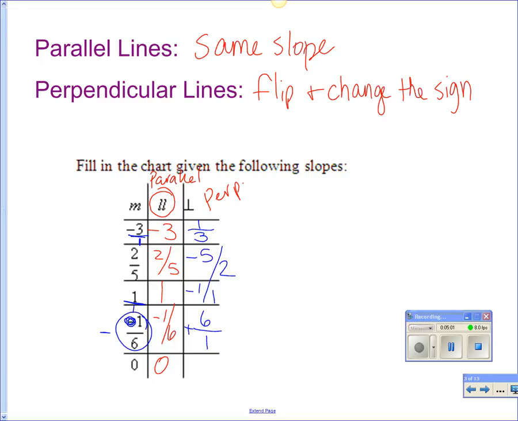Now, raise your hand for an extra credit point if you could tell me what you think 0 turns into. Close. Nope. No slope.